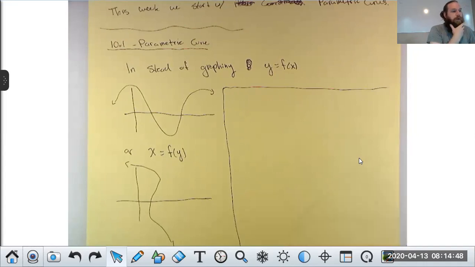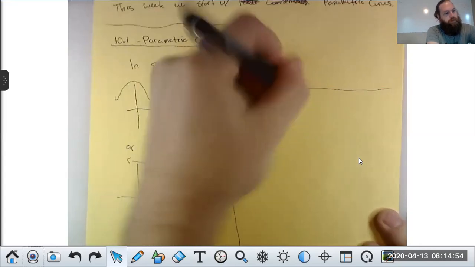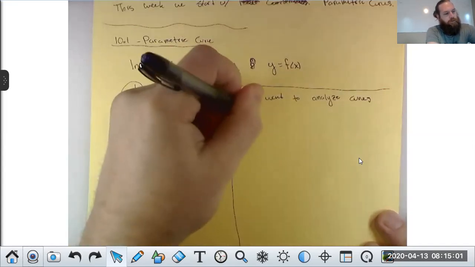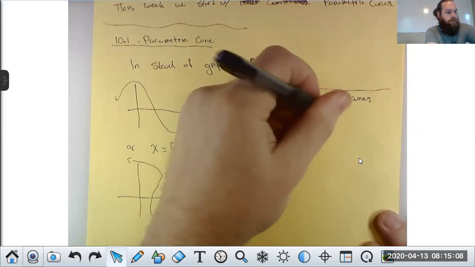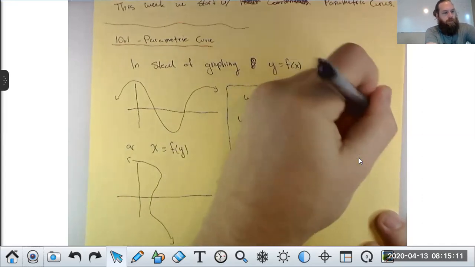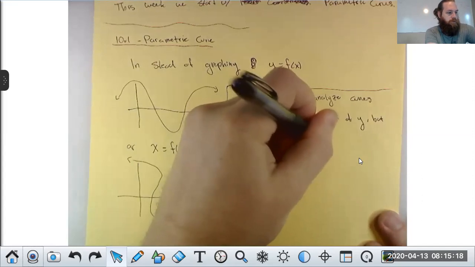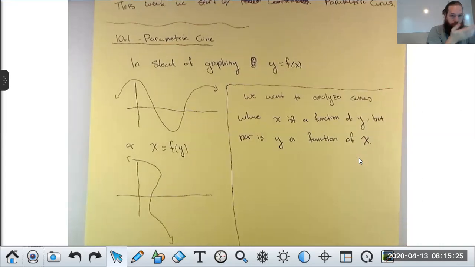So I want to look at curves whose graphs where x isn't a function of y, but nor is y a function of x. And you might say, okay, well, I know some things like that, like the equation of a circle or an ellipse or a lemniscate. There's lots of things like that that we've seen. Cardioids, limaçons, you may remember from previous classes.